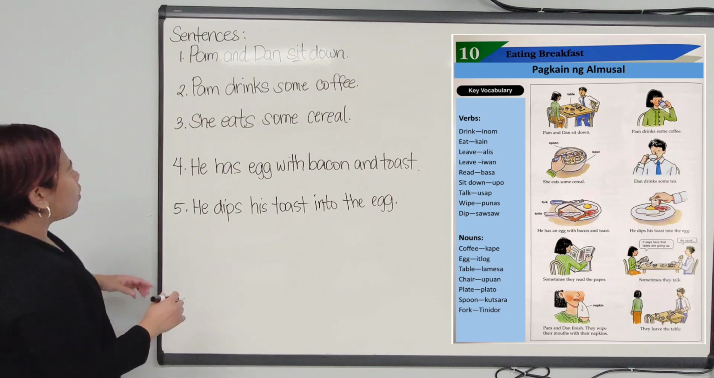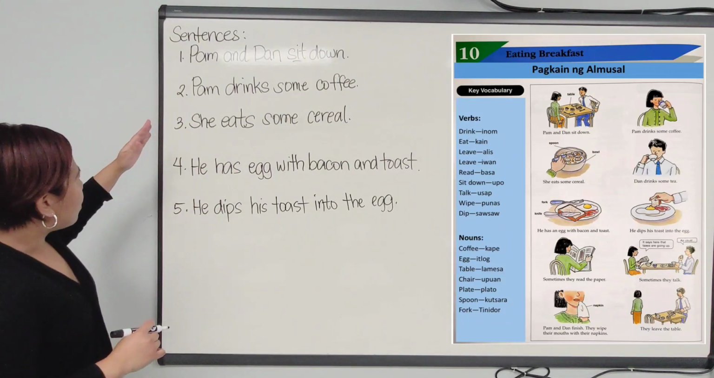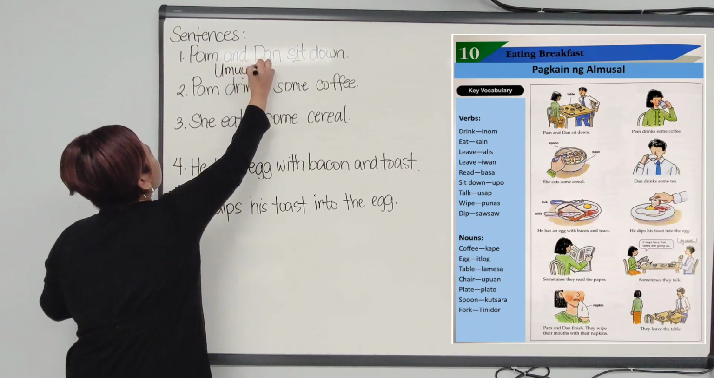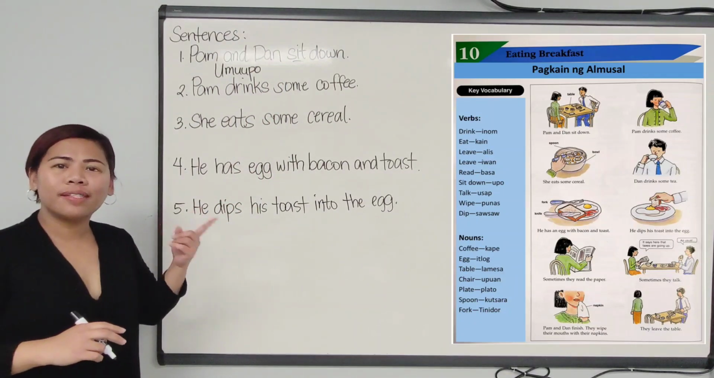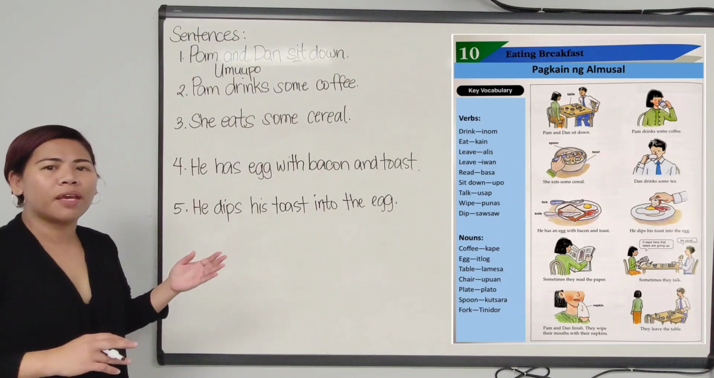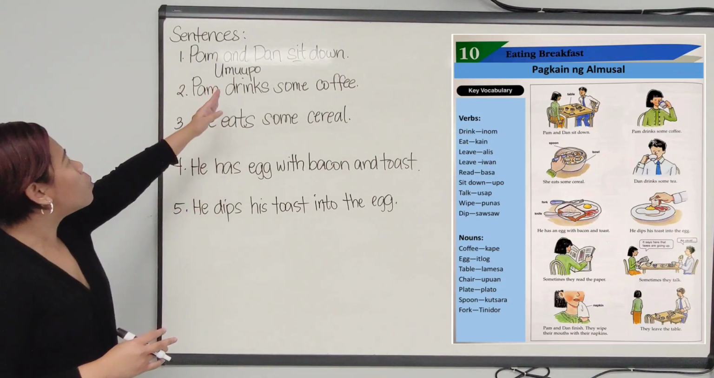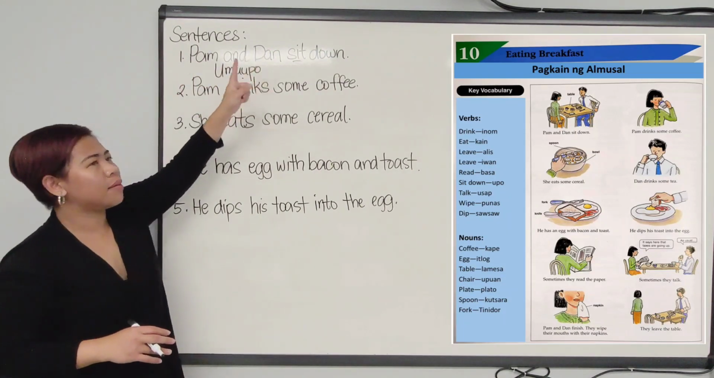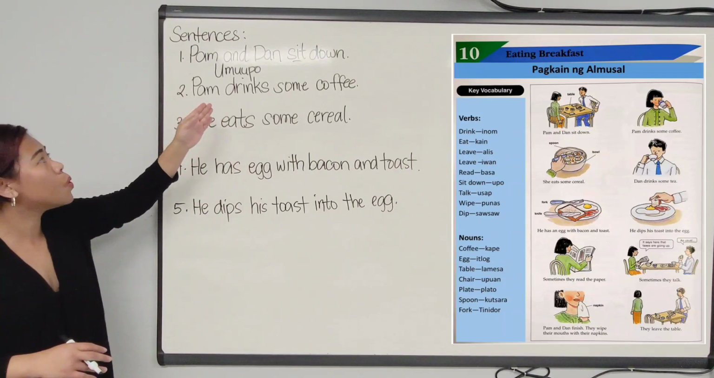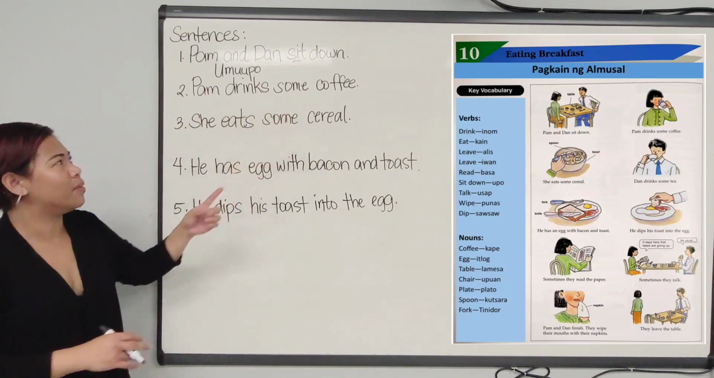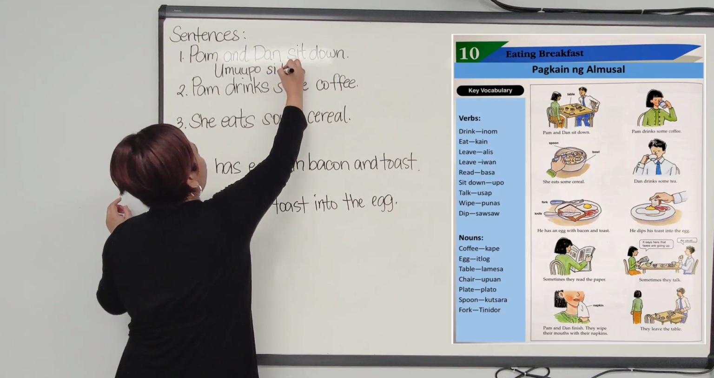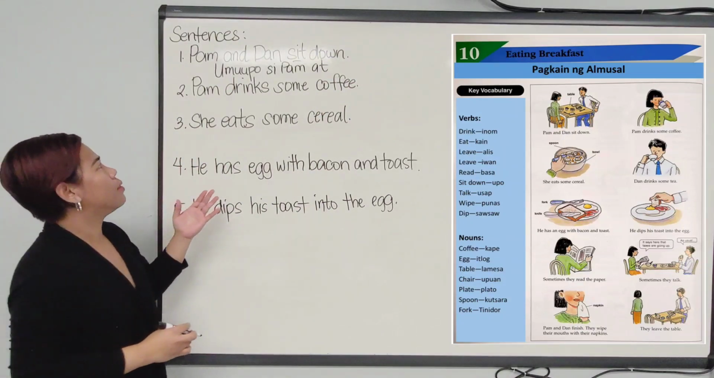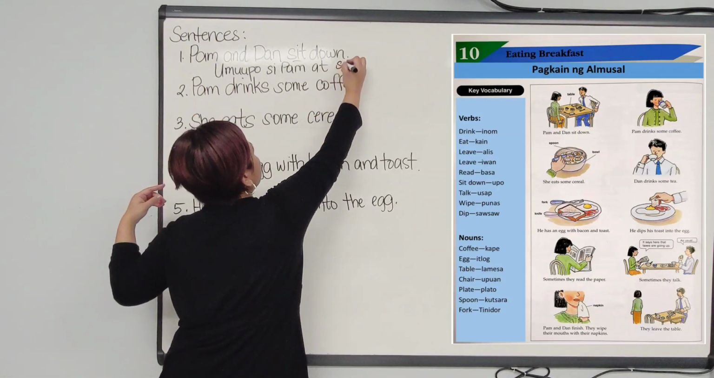So we'll start with our verb, sit down. So we'll start with the verb, umuupo. Si, we always use the word si because that's the personal topic marker in the Filipino language. Umuupo, because in English, Pam and Dan were mentioned separately. So we could say, umuupo si Pam at si Dan, okay? At in Filipino is and. So, umuupo si Pam at si Dan.